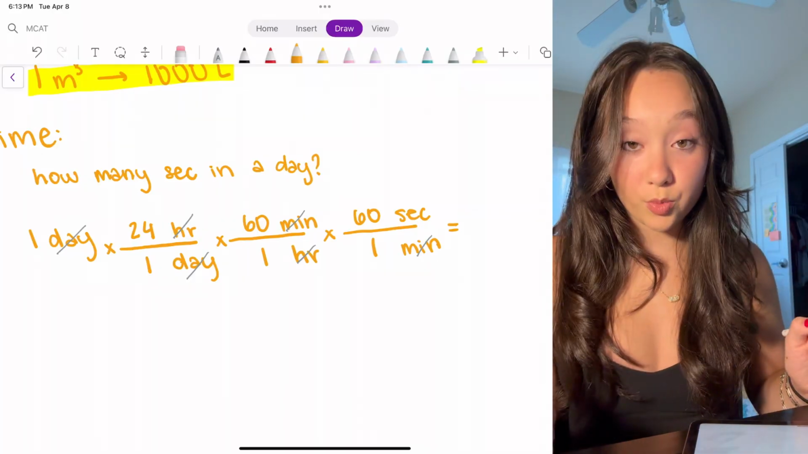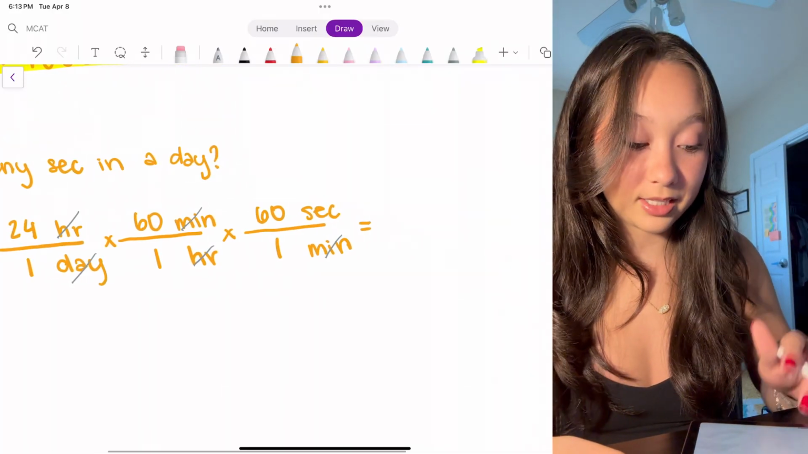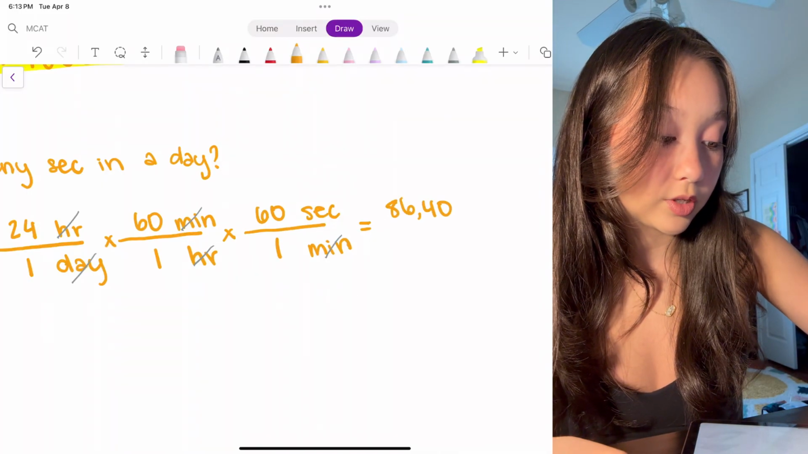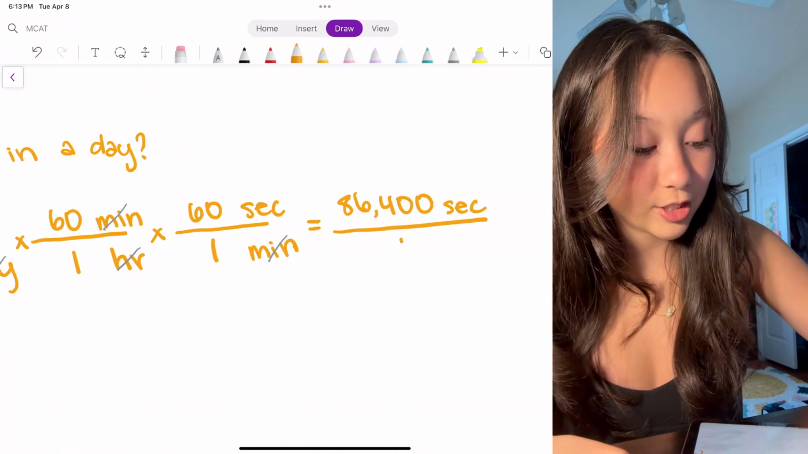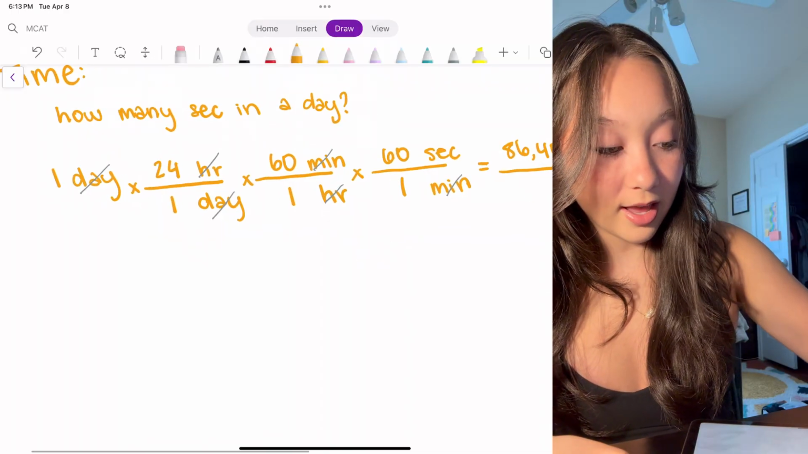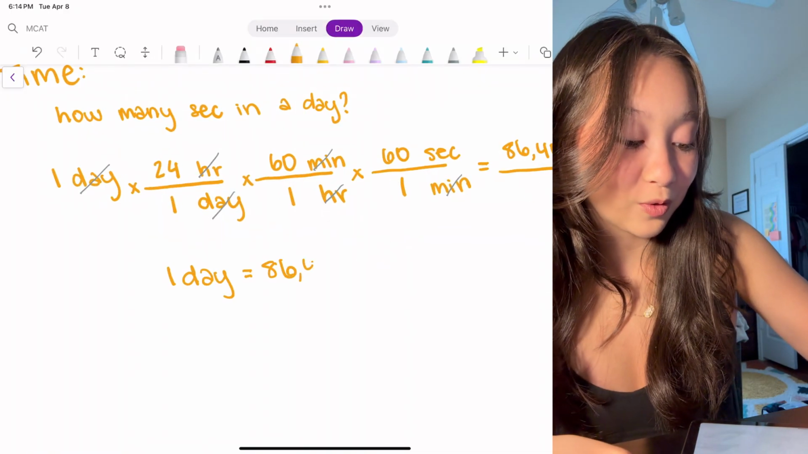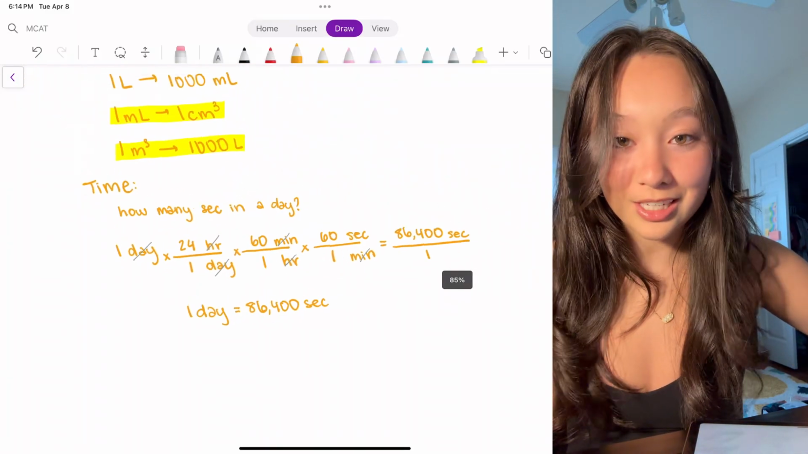We'll do the numerator, which is 1 times 24 times 60 times 60, which is 86,400. And then we have seconds. And we can go ahead and do the denominator. It's just equal to 1 because all of these cancel out. So we can thereby say that 1 day is equal to 86,400 seconds. Now, this is not a number that you're going to have to memorize.